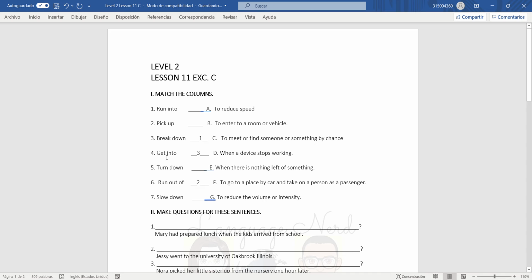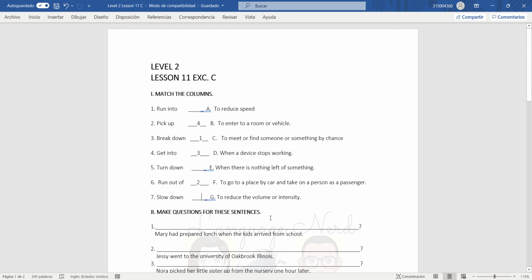Then number four, get into. That means to enter a room or vehicle, right? To a car, to a bus, or to your room, to your bedroom, to the kitchen. You can say, I got into the kitchen, right? Then number five, turn down. That means to reduce the volume or intensity of something.